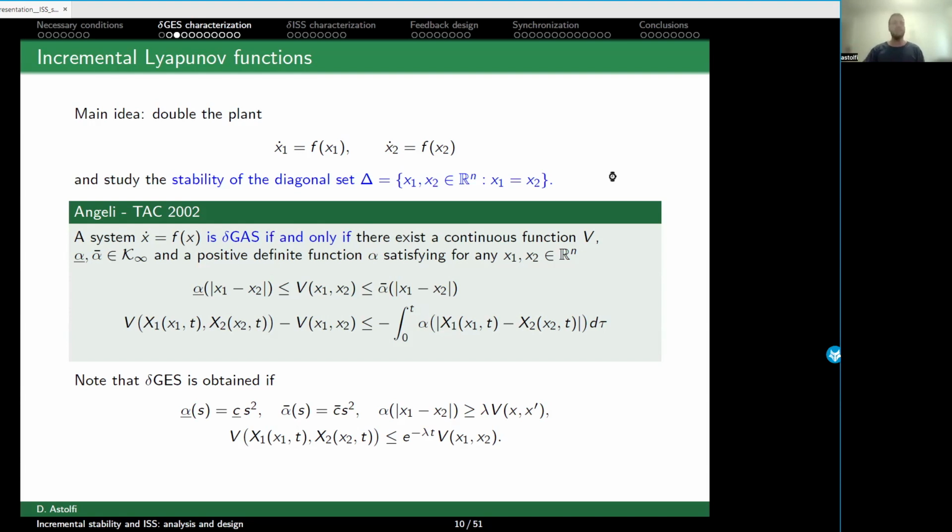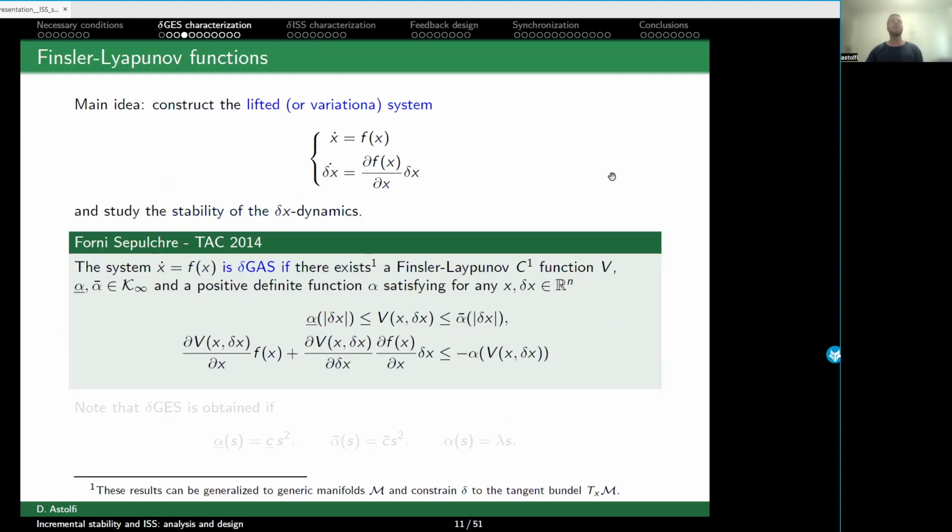Okay. One other remark: in the paper, it is proved that this characterization is an if and only if. So basically, if your system is incrementally stable, then there exists a Lyapunov function satisfying this bound. And conversely, if you have an incremental Lyapunov function satisfying this bound, then you can automatically ensure that the solutions satisfy the incremental bounds. Okay.